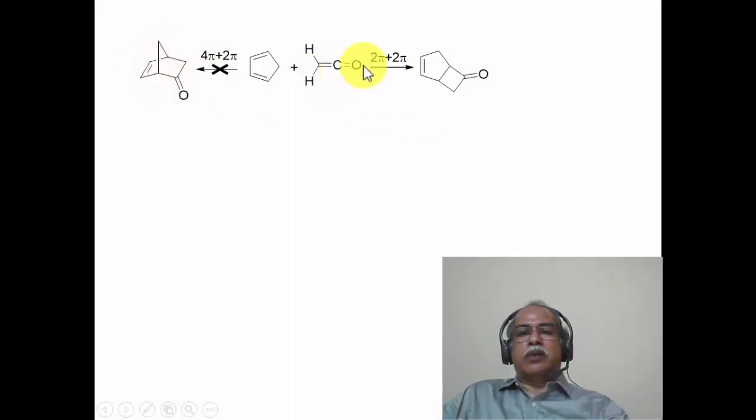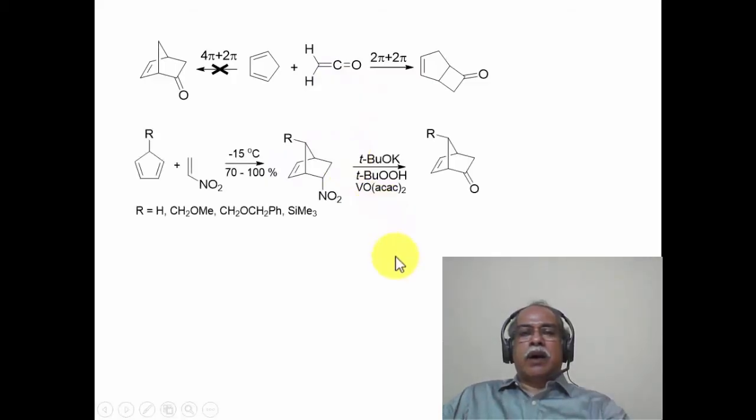It rather undergoes a 2π cycloaddition reaction, in other words a 2π suprafacial, 2π antarafacial cycloaddition reaction, to produce the cyclobutanone derivative, which is shown here. So one cannot make the bicyclic ketone of this type by means of a Diels Alder reaction with the ketene as a methodology. Alternatively, one can use ketene equivalents. One such example is shown here.